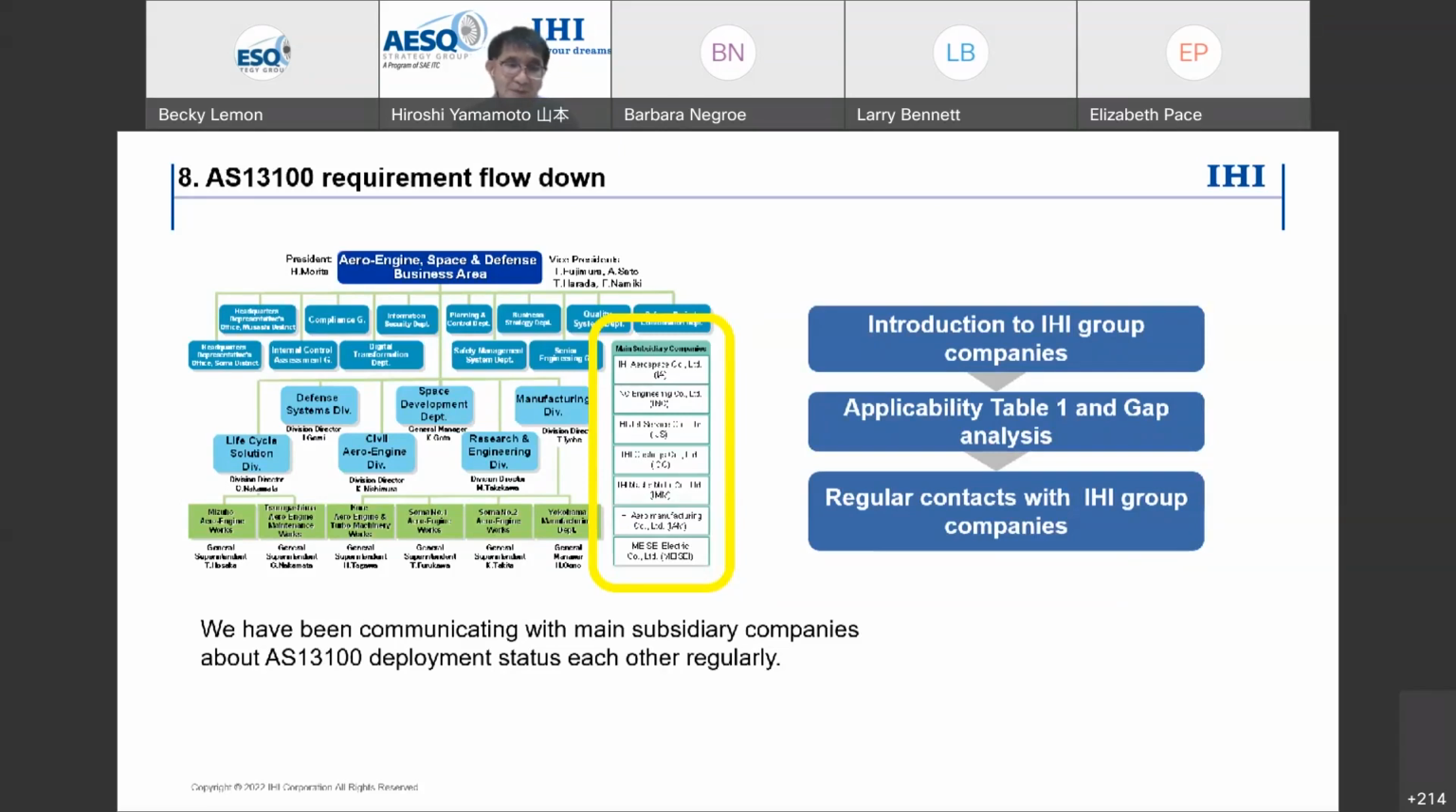And we will discuss regularly with our suppliers, supply chains. This is our deployment plan status.